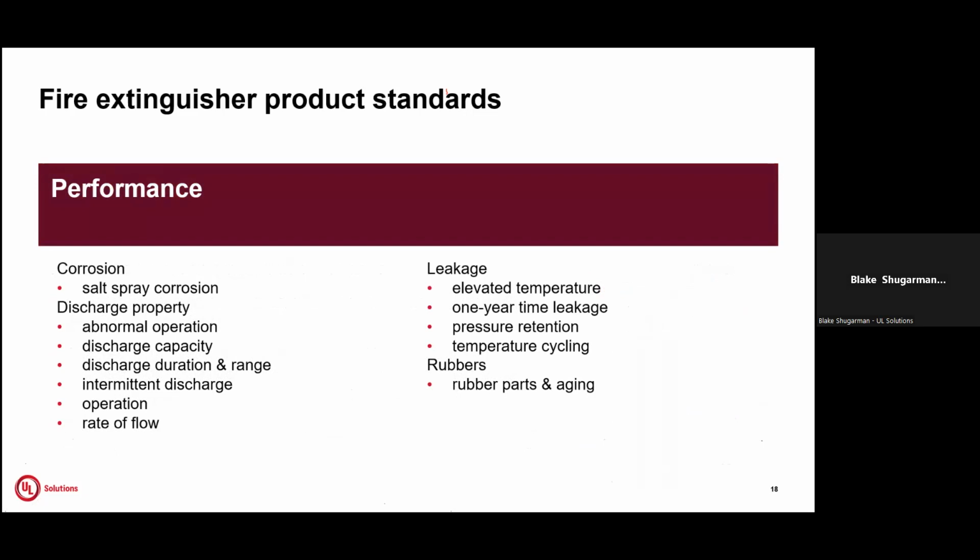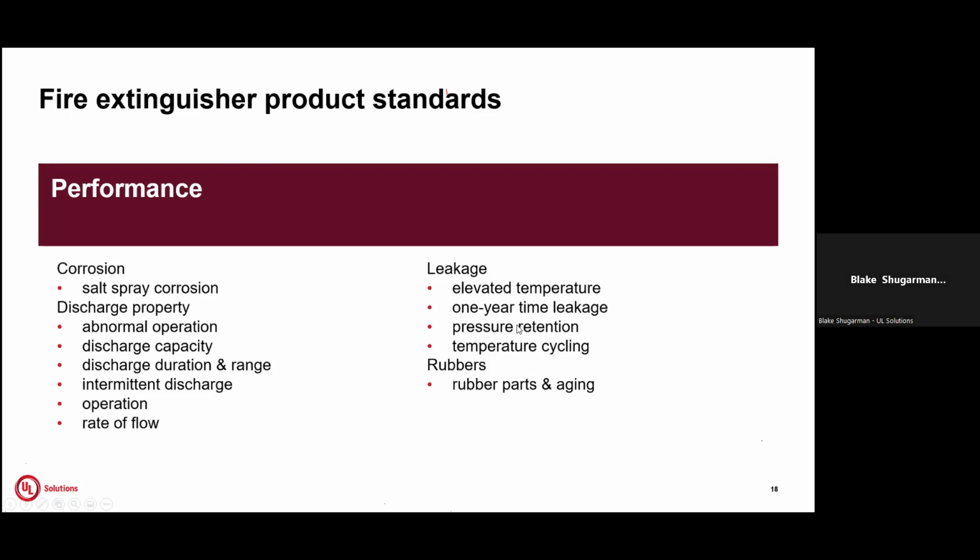Performance. I could go greatly into performance requirements for our extinguishers, but I thought that I would present a list here. We do corrosion tests for salt spray corrosion. We do discharge property tests for abnormal operation, discharge capacity, discharge duration and range, intermittent discharge, operation, and rate of flow. We conduct leakage tests on the extinguishers at an elevated temperature for 30 days, a 1-year time leakage, a pressure retention test for cartridge operated extinguishers, and a temperature cycling test.